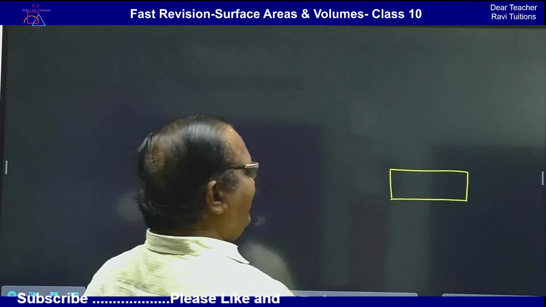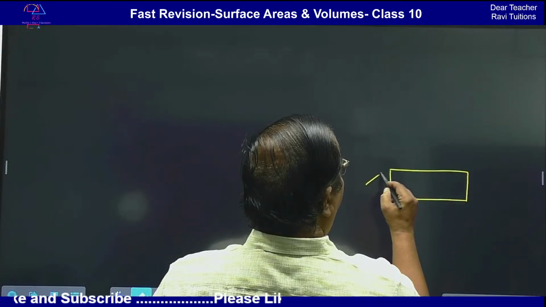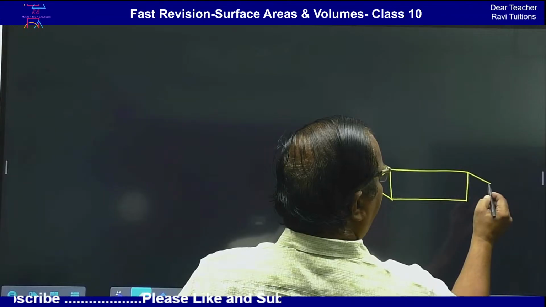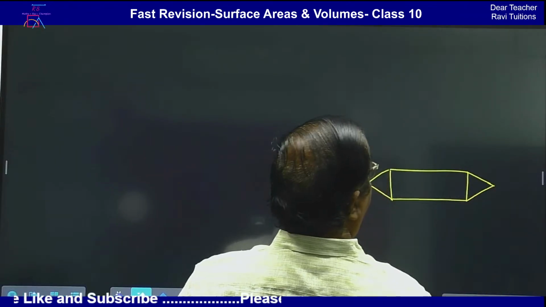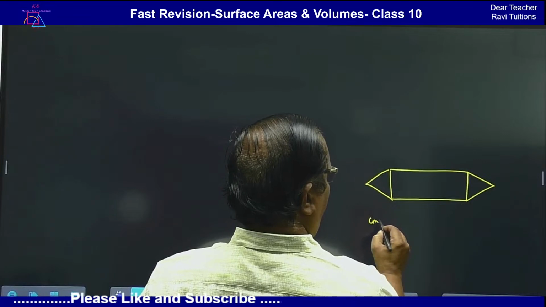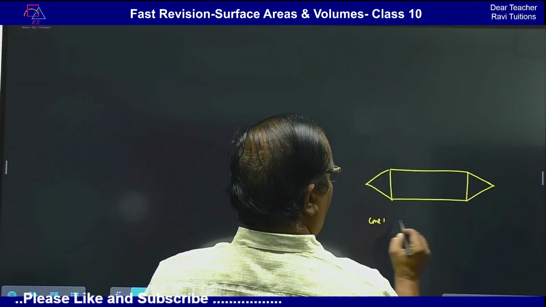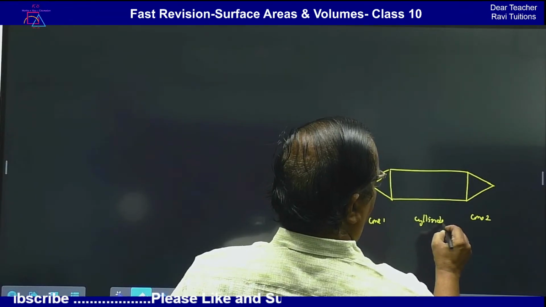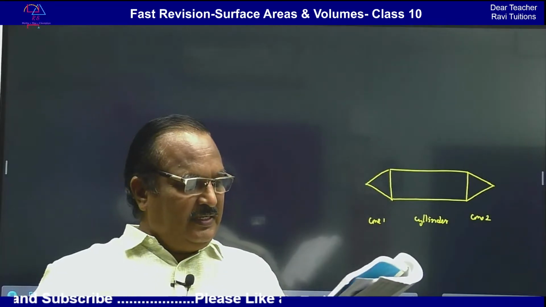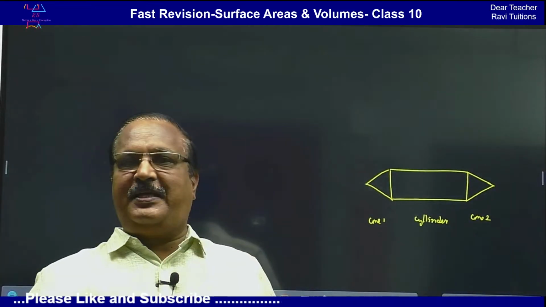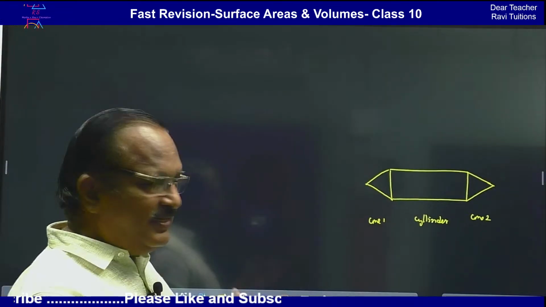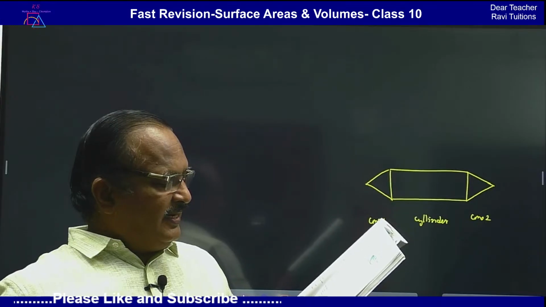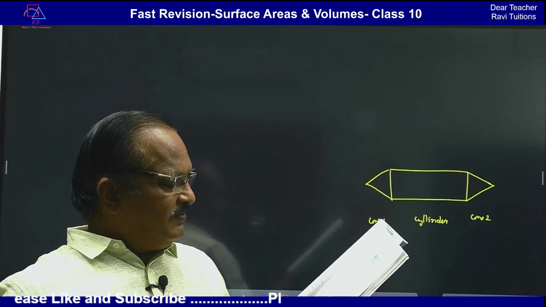Now 2 cones are attached, as the engineering student is making a model. So this is cone 1 and this is cone 2 and this is a cylinder. If you draw the diagram, then 50% you will get the answer. Okay, now let us continue. The diameter of the model is 3 centimeters.